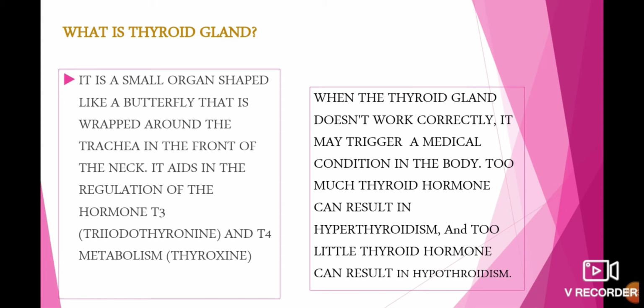When the thyroid gland doesn't work correctly, it may trigger a medical condition in the body. Too much thyroid hormone can result in hyperthyroidism, and too little thyroid hormone can result in hypothyroidism.